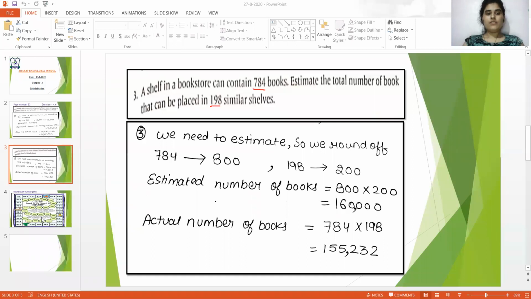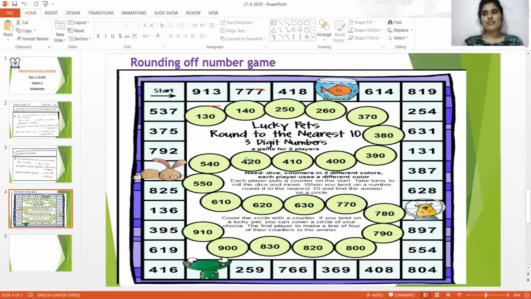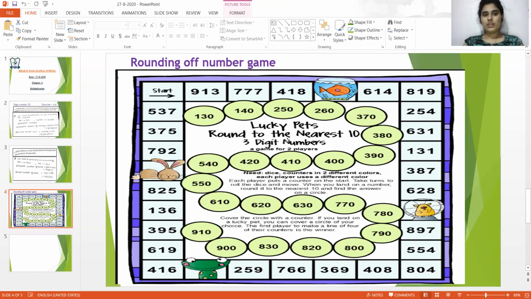Now, in the next slide, we have a game, the rounding off number game. So let me tell you the instructions for this game. How can you play this game? Here you need to round off each number to the nearest 10. This you have to remember. Here, round off the three-digit number to the nearest 10.